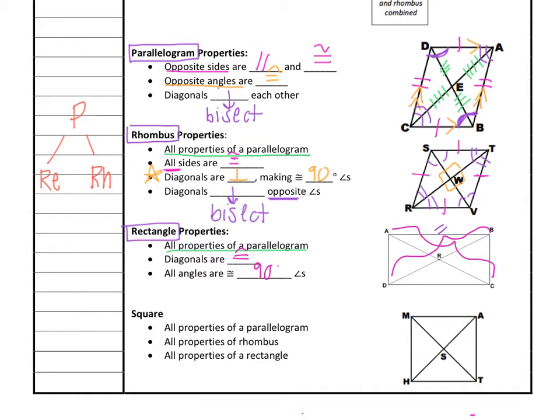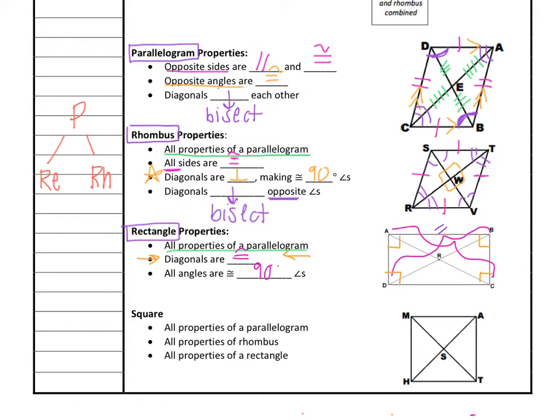So meaning that each of these corners is going to give us a 90-degree angle. An important one to note here is this one: diagonals are congruent. The Regents loves to ask about which shape has congruent diagonals, and your answer would be rectangle.